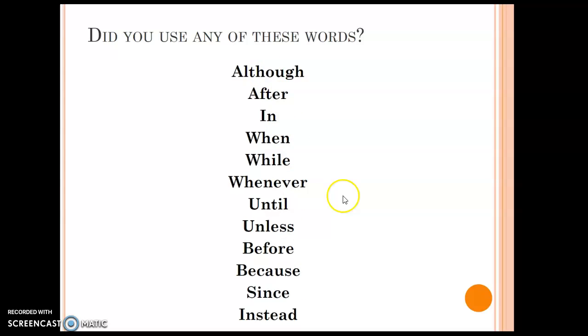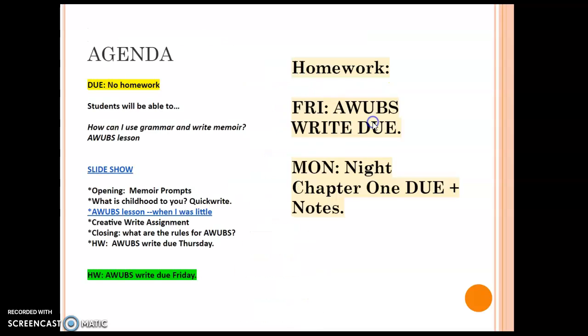And if you're using any of these words, these are AWUBS words, also referenced as trigger words, and hopefully if you use them, you use a comma. So that's my goal today, is to teach you what the words are, how you use them, and why.